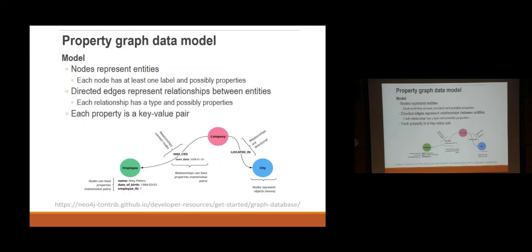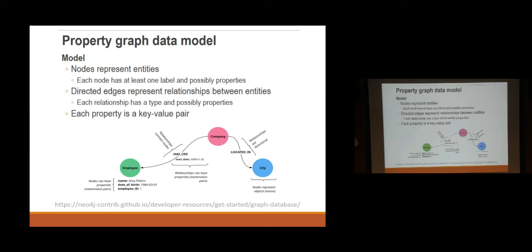Okay, so nodes represent entities. They may have properties. They must have one label. The label basically becomes your entity set. The directed edge is a relationship. The label or the type here is your relationship set. Okay? And each property is a key value pair.